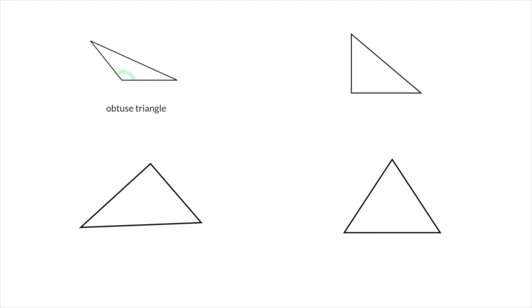Looking at the next one, we see a right angle right here. As long as there is one right angle, we call it a right triangle. It's okay that the other 2 are acute. One right angle makes it a right triangle.